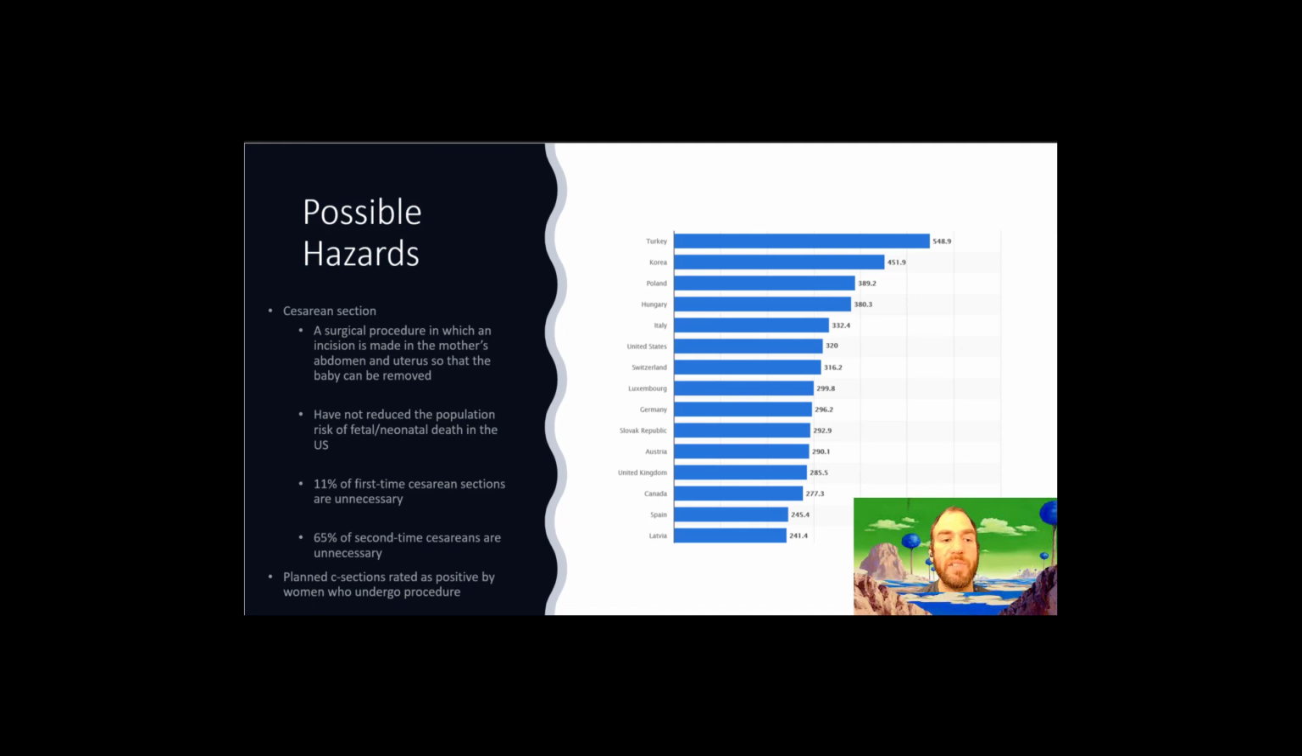Other possible hazards: cesarean section, a surgical procedure in which an incision is made in a mother's abdomen, has not reduced the population risk of neonatal death. It's estimated that 11% of first-time cesarean sections are unnecessary and 65% of second-time cesareans are unnecessary. Planned C-sections, however, are rated as positive by women who undergo the procedure. And on the right-hand side, you can see the rates of cesarean sections by country.